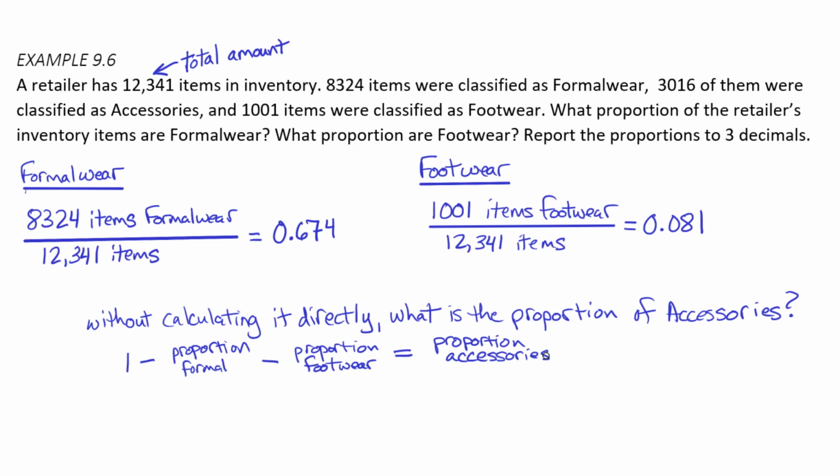This works because we had every single thing in the 12,341 items classified into one of the groups that we have here. So 1 minus 0.674, that's our proportion of formal wear, minus our proportion of footwear, 0.081, and we get 0.245, so 24.5%, or a proportion of 0.245 of the retailer's inventory consists of accessories.